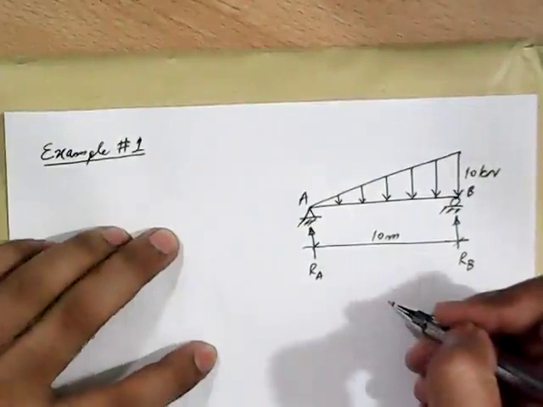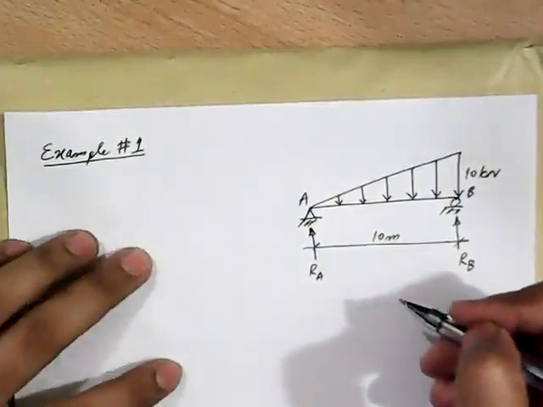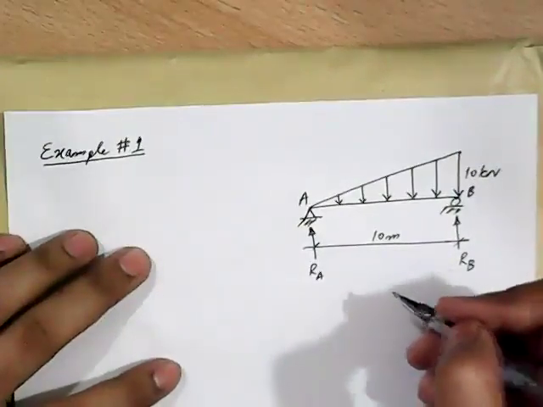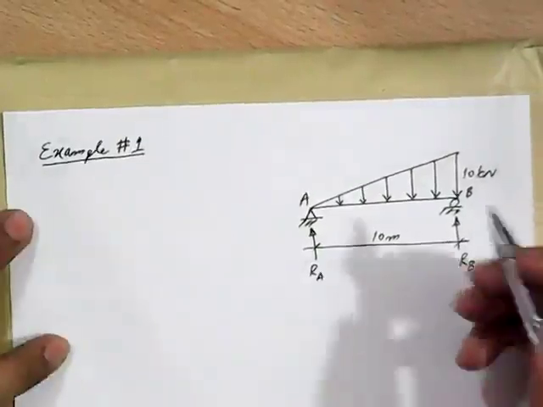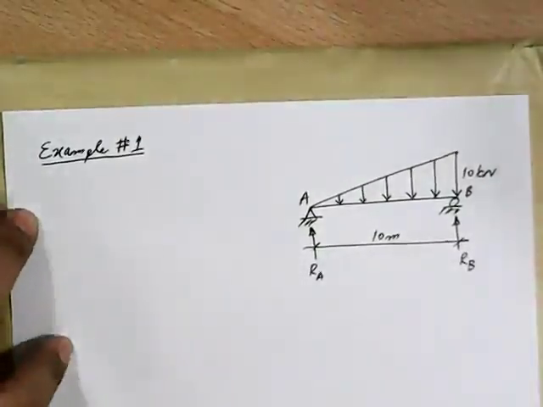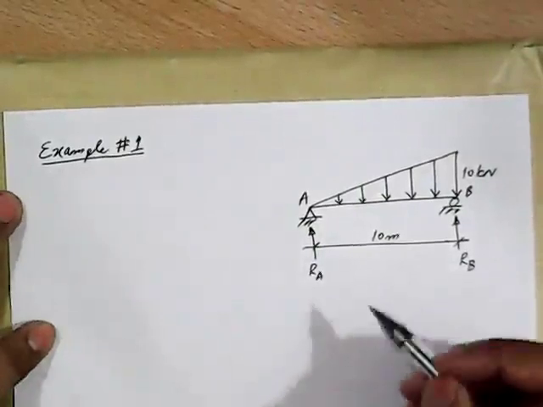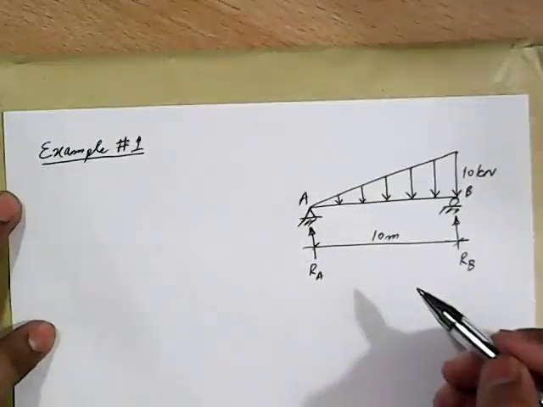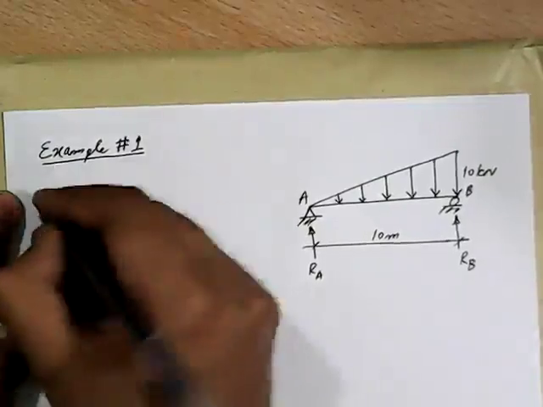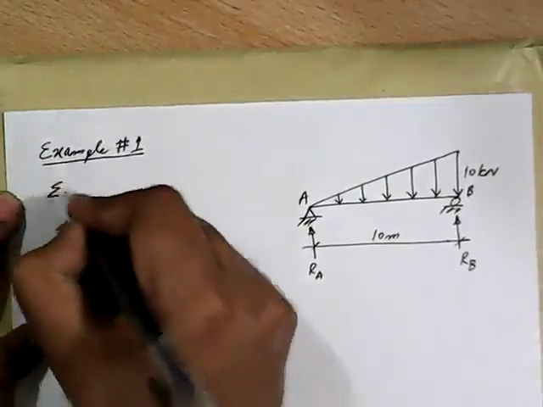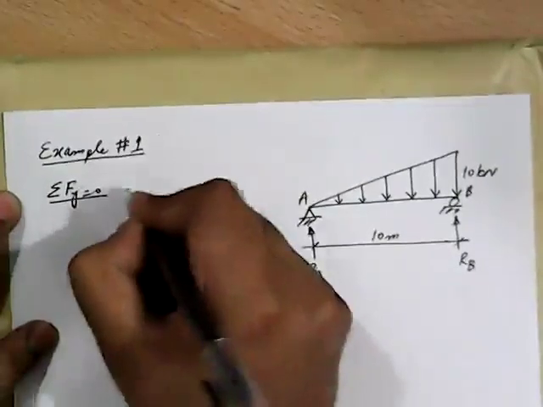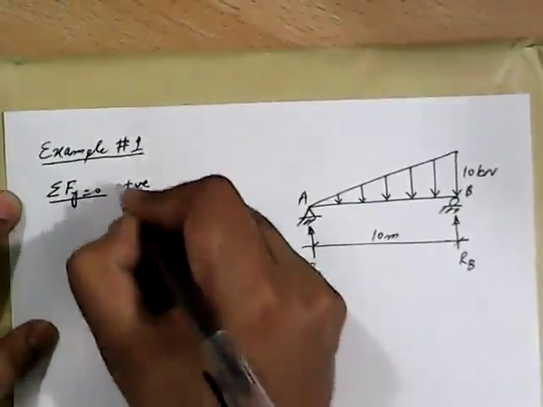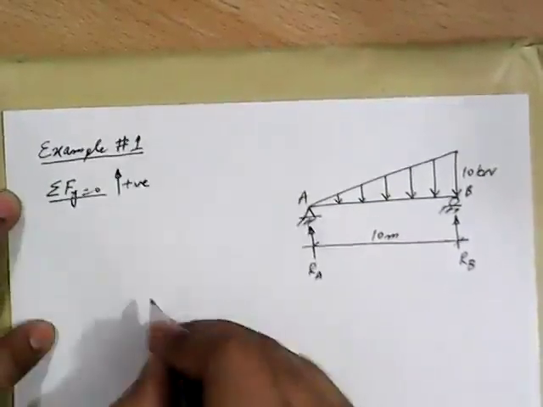Okay, so in the solution of any beam, as we have discussed earlier, the first step is to determine the reactions of the beam. So let's start with the reaction calculation. As it is a determinate structure, we will apply conditions of equilibrium to get reactions. First let's apply sigma Fy equal to 0, and our convention will be that upward forces are taken as positive.